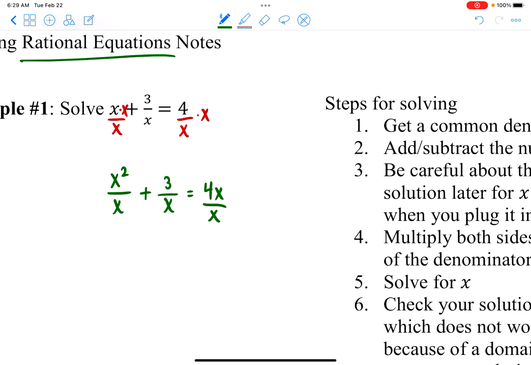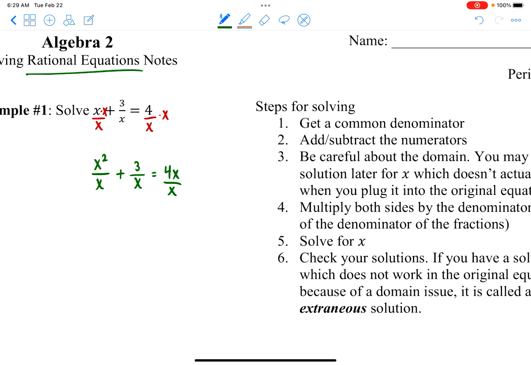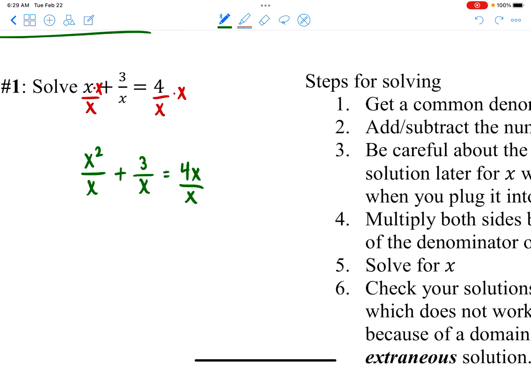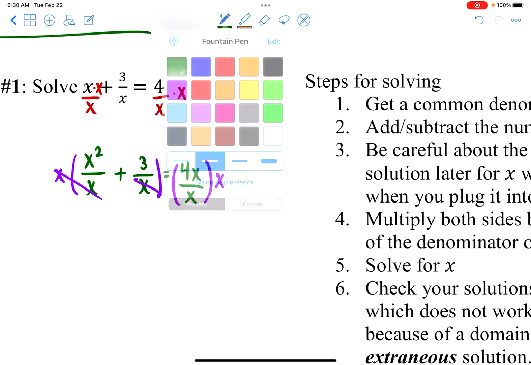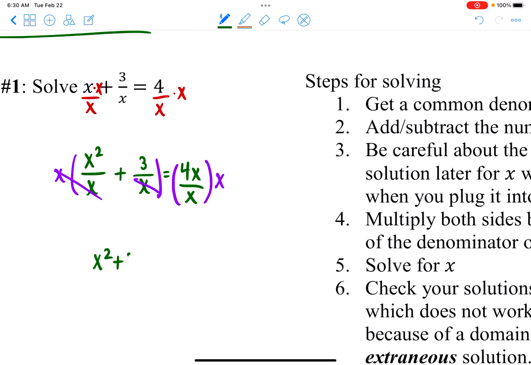What we do here, and the order that you do this in doesn't really matter, but on the notes here I said add or subtract the numerators. I'm going to actually get rid of the denominator here. This is going to seem weird: we're going to multiply everybody by x, which is the denominator there. I want you to watch what happens on both sides. We multiply both sides by x. These x's just cancel, and we're left with, on the top, just the numerator, so x squared plus 3. And on the right, those x's cancel, and we're left with just 4x.